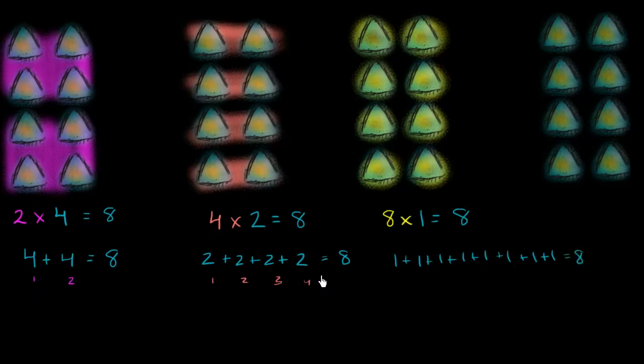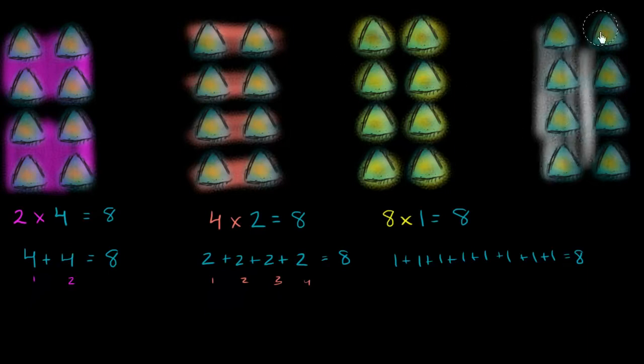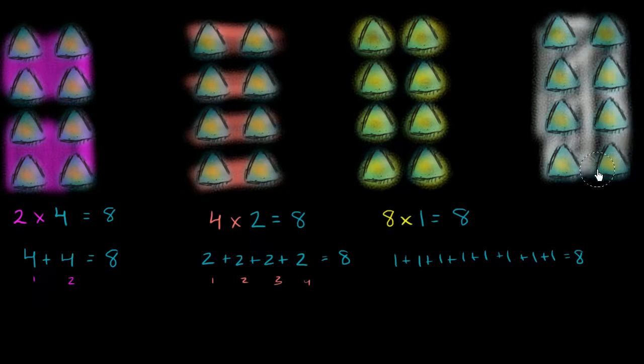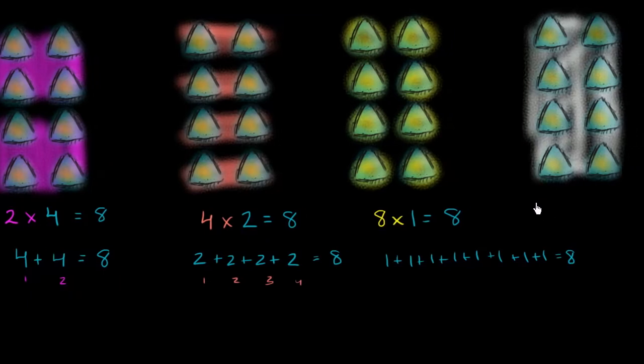Now you might be a little stumped. Well, what's another way of getting to 8? Well, you could literally view it as 1 group of 8. So let me view it that way. This is just one entire group of 8. The whole thing is a group of 8. So we could write this down as 1 times 8. And 1 times 8 is equal to 8.